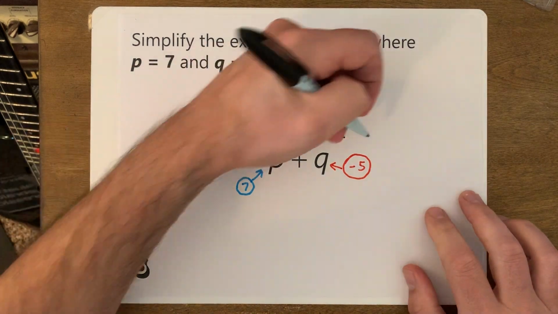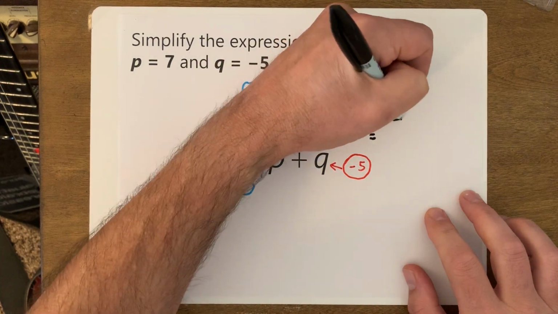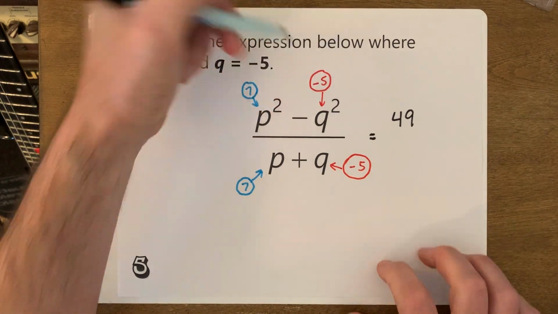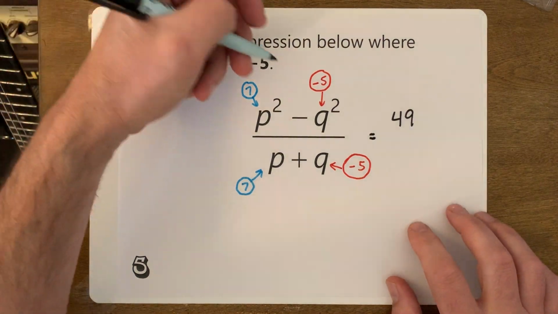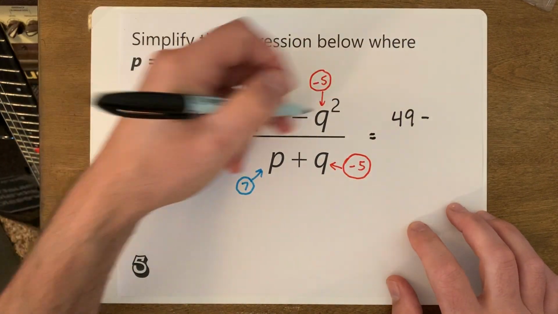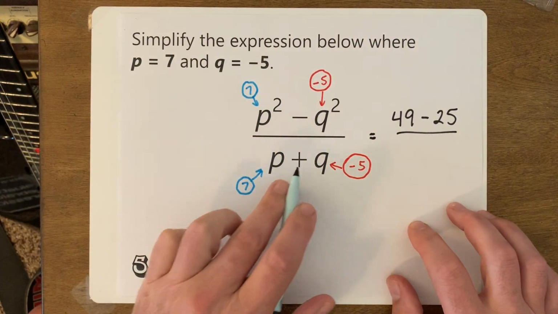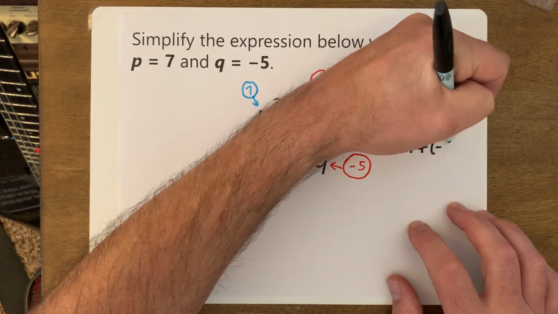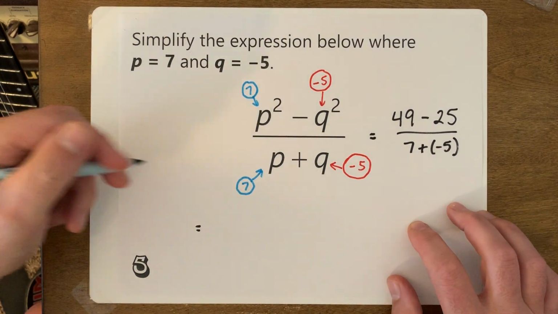So it looks like, let me go over here real quick to the side. 7 squared is 49. Okay, and then we're going to have minus negative 5 squared. Well, negative 5 squared is a positive 25, isn't it? So what we're going to eventually get is 49 minus a positive 25. And all of that is over 7 plus negative 5. Now, you could write it like this if you want to. That's fine. 49 take away 25 is 24.